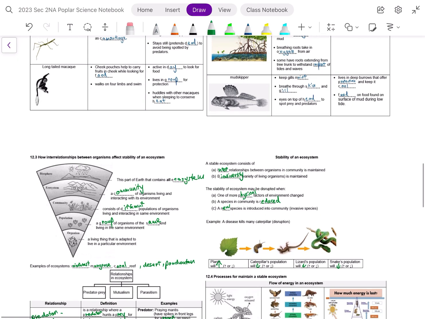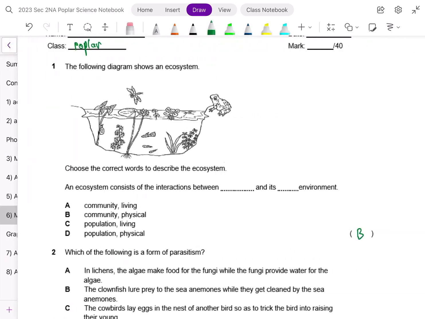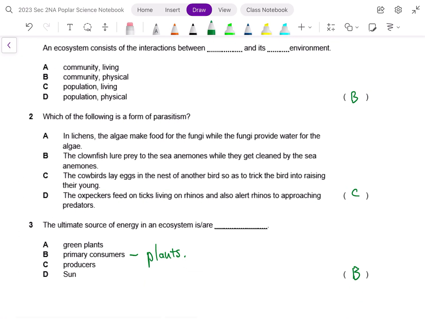Okay, between the community of organisms and its physical environment. Okay, straight out from your notes. Yeah. Okay, the next one, which of the following is a form of parasitism? Okay, so this one is one organism benefits, the other one doesn't, okay, the other is harmed.